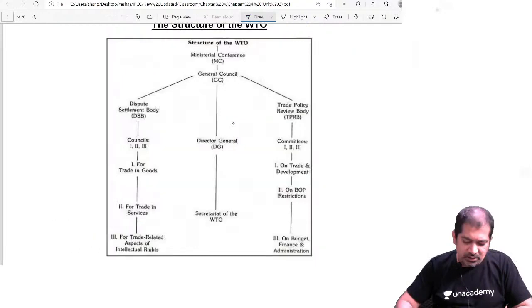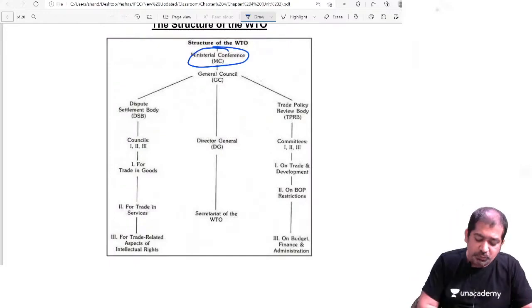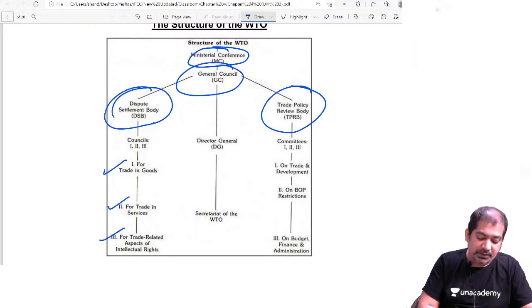If you come to this structure, you see first is the ministerial conference, which is the top-notch body. Then there is a general council, and on one side you have the dispute resolution mechanism, on the other side the trade policy review body. The dispute settlement body will take care of disputes which can be in trade of goods, trade in services, or in case of violation of intellectual property rights. And the trade policy review body will study trade and find out what development in trade is happening in the world, so that changes in the WTO agreement can take place.